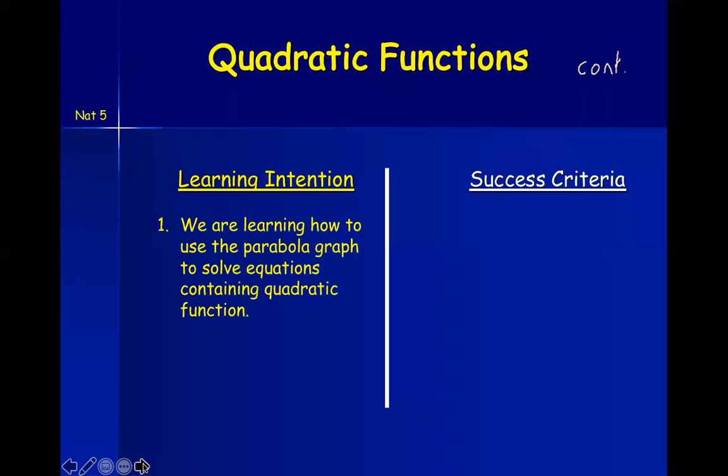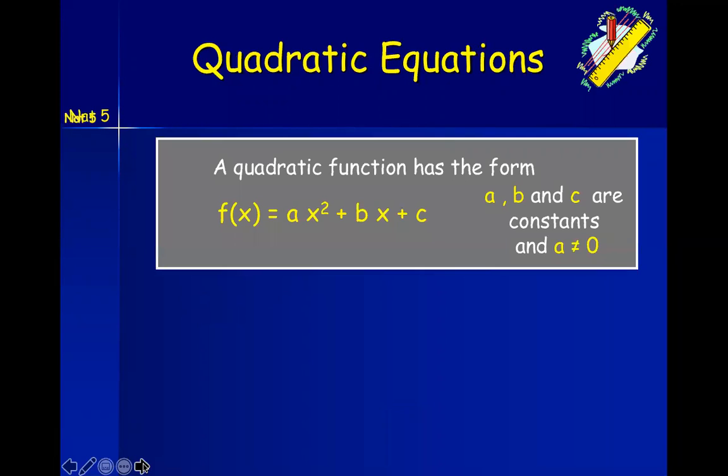Okay, so today we're going to use the graph to solve equations containing a quadratic function. So how do we do that? We did say that the quadratic function has this form, ax squared plus bx plus c. So it's quadratic because a is different than 0. If a was equal to 0, you would get a straight line. You know that bx plus c would be the same as mx plus c, for example. But we call it quadratic because a is different than 0.